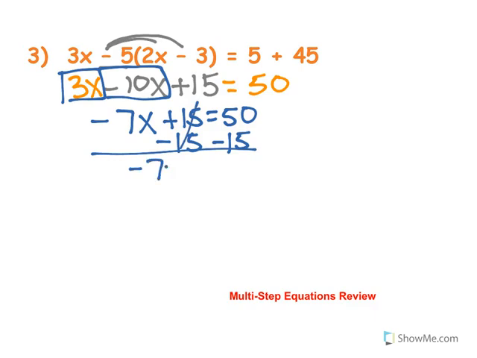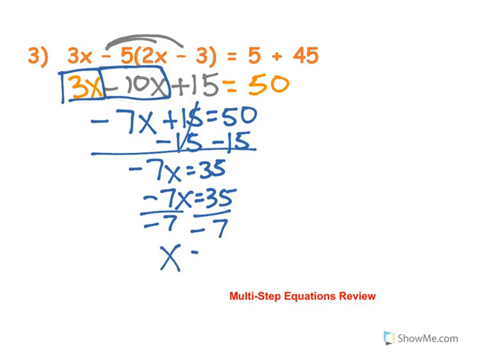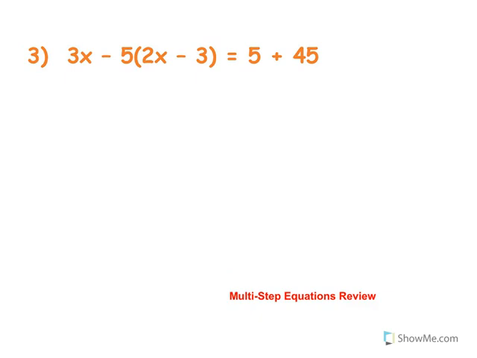So now I'm looking at negative 7x is equal to 35. And I divide both sides by negative 7. That's going to give me x is equal to negative 5. All right, same thing, right? I'm going to wipe this out, so if you need to copy, you can pause, you can go back and rewatch. So we're going to substitute negative 5 for x.